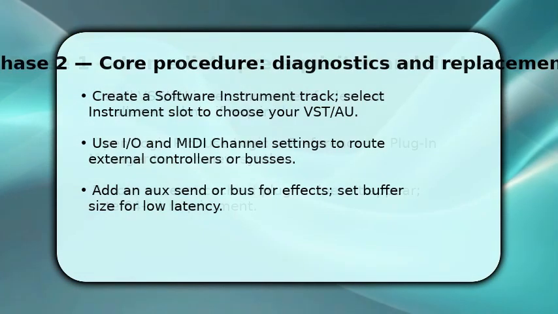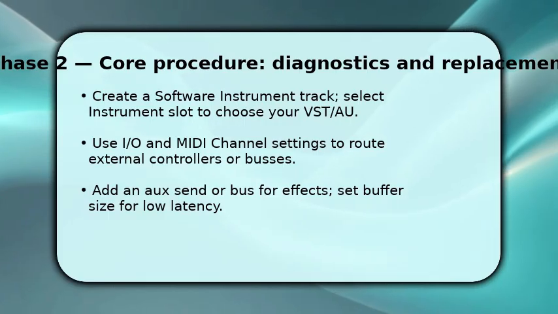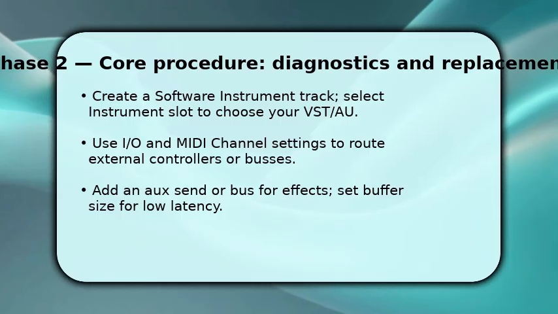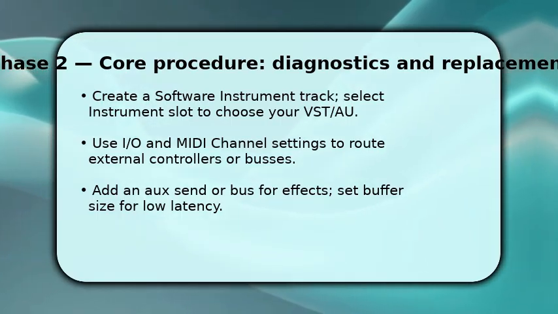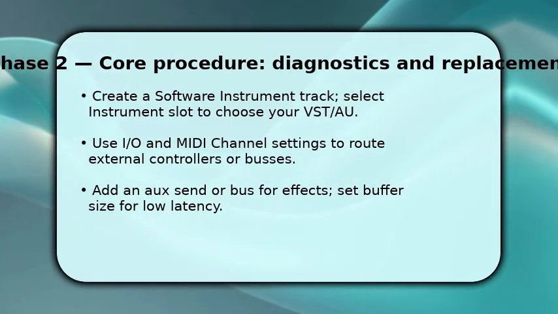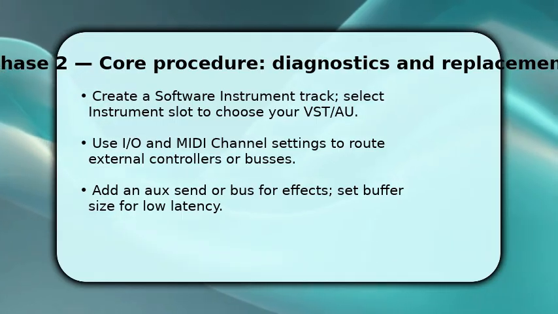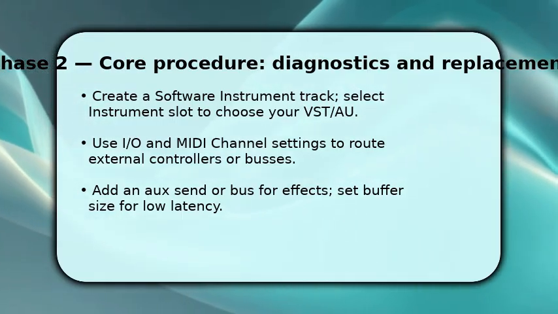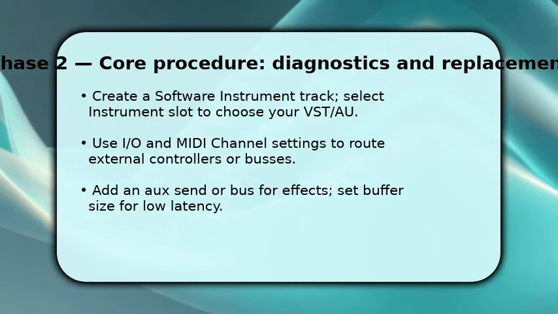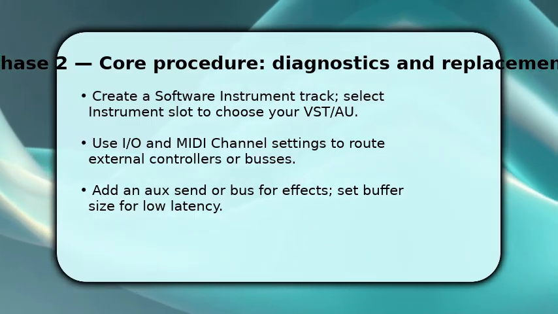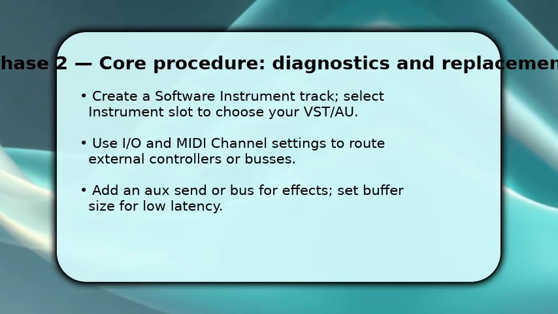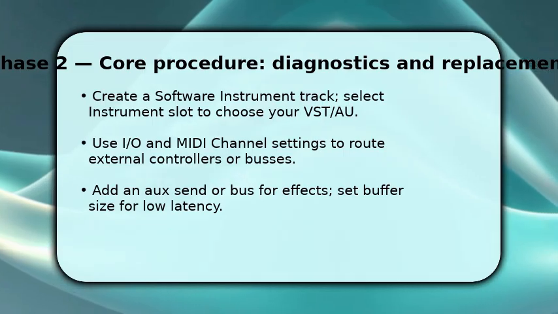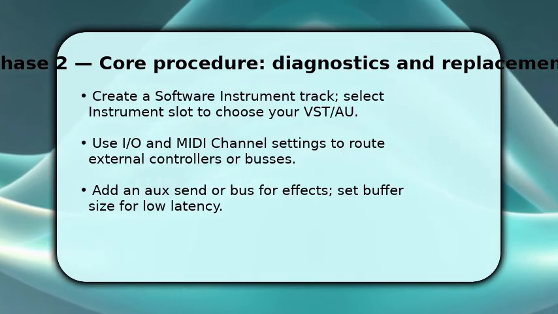When you load the instrument, now you load and route the plugin so it actually makes sound. Create a software instrument track and click the instrument slot to pick your VST or AU. Logic will instantiate the instrument inside the channel strip. Then route MIDI input and audio outputs. Assign the MIDI channel, enable input monitoring, and if needed, choose a bus or aux for effects. Also, adjust audio preferences, buffer size for low latency when tracking, higher for mixing, to balance performance versus CPU load.